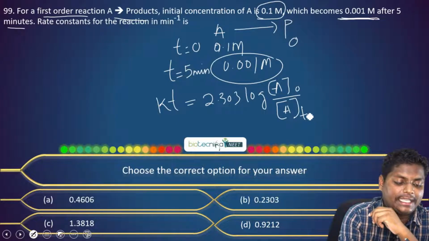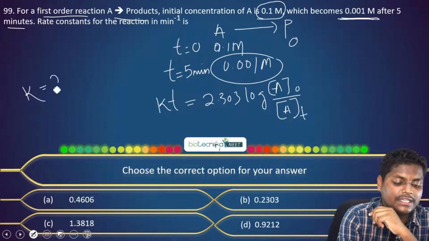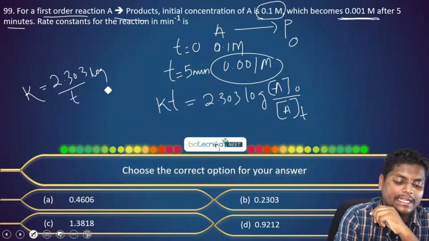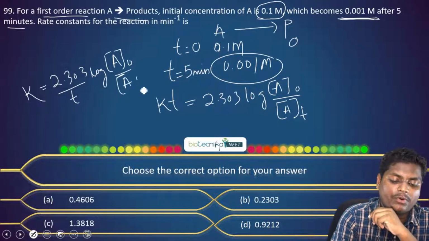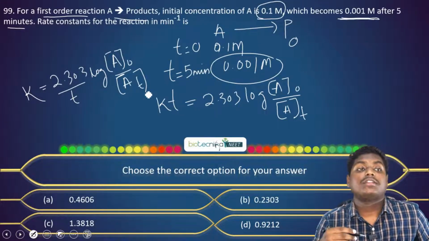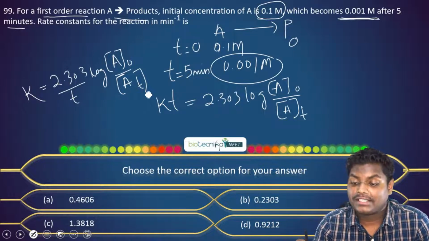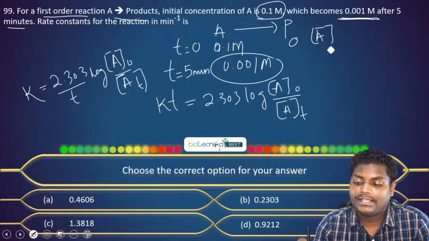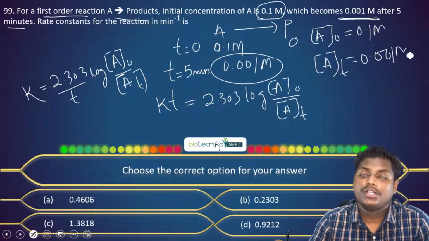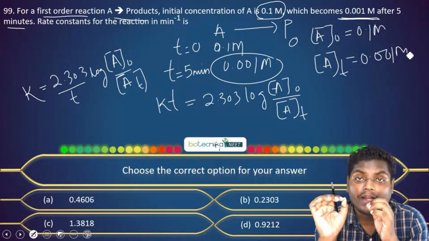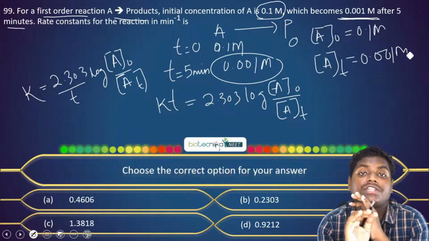So we want to find k. We can just rearrange the equation: k is equal to 2.303 upon t, log A naught upon At. We know the values given to us. A naught is given to be 0.1 molar, and At, the concentration at time t, is given to be 0.001 molar. Just plug the values into this equation and solve it.